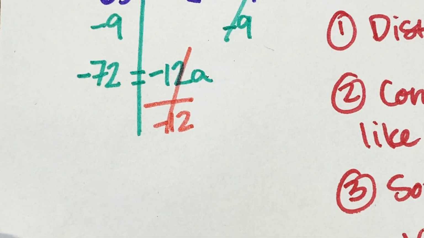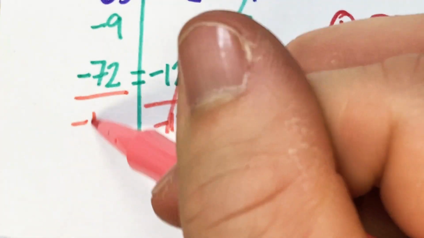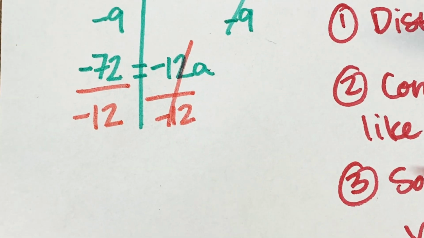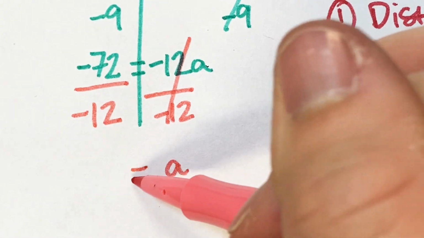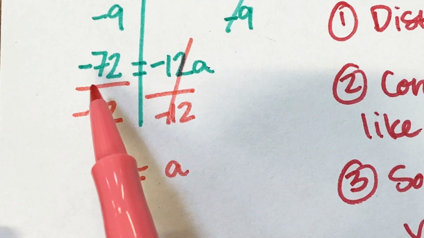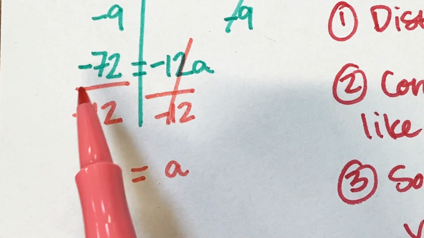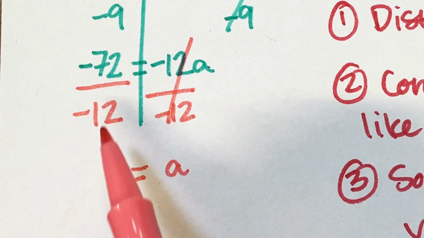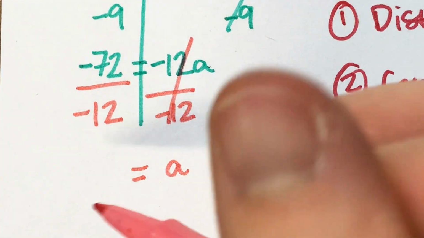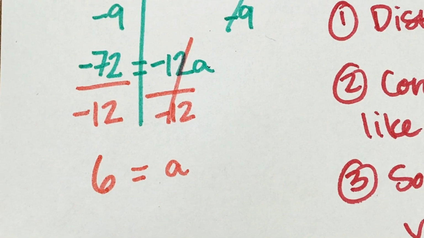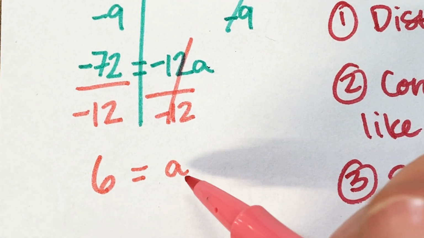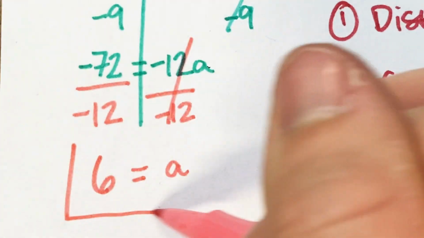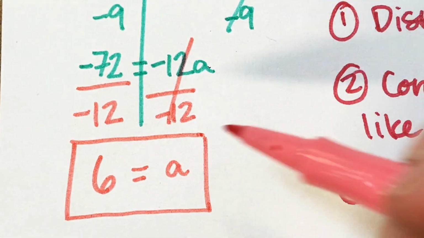Okay, so that gets rid of it, but we got to do the same thing to both sides. Divide by negative 12. Our a is all by itself. A equals, in your calculator, you can do negative 72 divided by negative 12. We know that a negative divided by a negative gives us a positive, and then 72 divided by 12 gives me 6. So our variable is all by itself. We know that a equals 6.